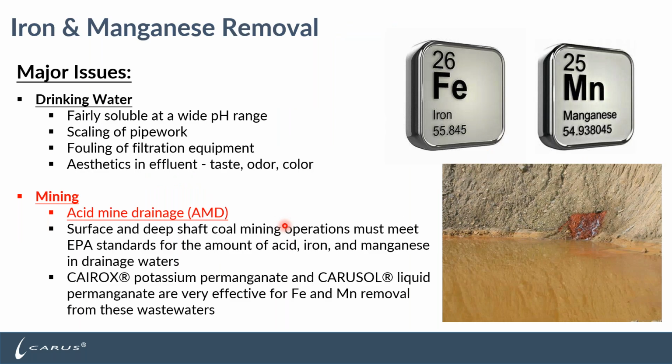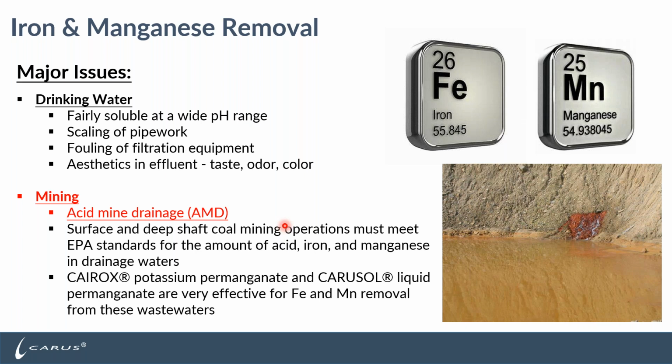So let's move on now and look more closely at iron and manganese removal. These metals don't necessarily pose a specific toxicity risk, but they do have issues in potable water treatment, such as scaling of pipework, fouling of filtration equipment, as I mentioned before, and aesthetic problems like taste, odor, and color in drinking water that's delivered to customer homes.